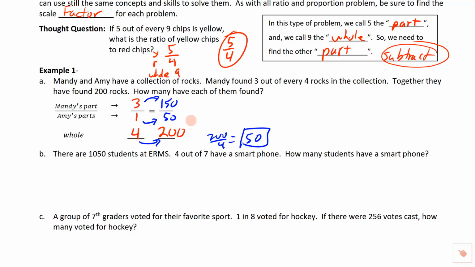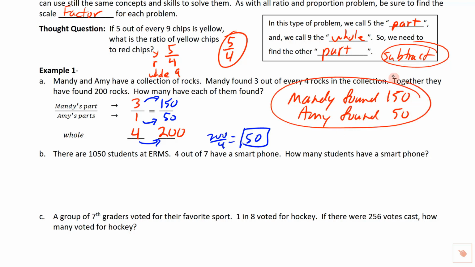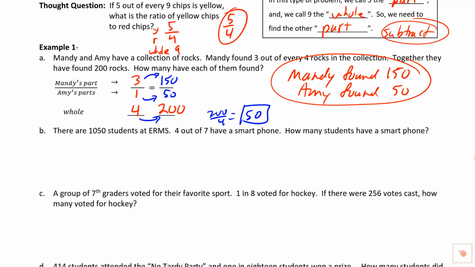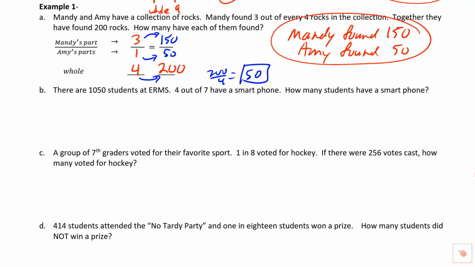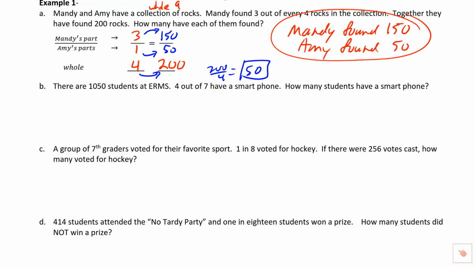And it says, how many have each one of them found? Okay, so Mandy, whoops, spell that correctly. Probably ought to capitalize it. Mandy found 150. And Amy found 50, and there's our 200 altogether. Okay, so we're in good shape there. So again, same type of skills that we worked with before, just slightly different in their application, and figuring out, they gave us the whole and one of the parts. We've got to figure out the other part.